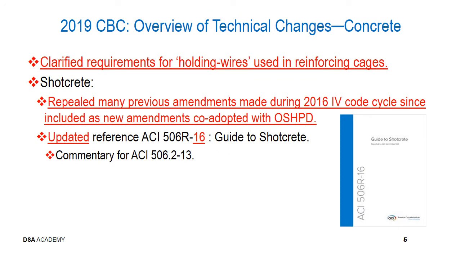For concrete, we clarified requirements for holding wires used in reinforcing cages. With respect to shotcrete, we repealed many previous amendments that were made during the 2016 intervening code cycle, since many of those new amendments have been co-adopted with OSHPD. We also updated the reference ACI 506R to the 2016 version, which is the guide to shotcrete. This guide to shotcrete is supposed to serve as a commentary for the ACI 506.2-13, which is a specification for shotcrete.